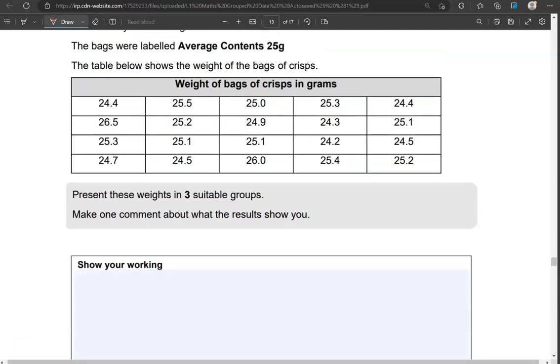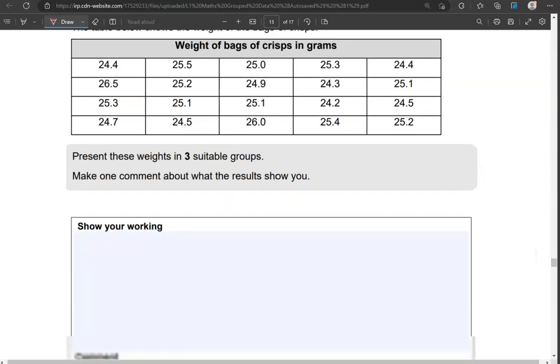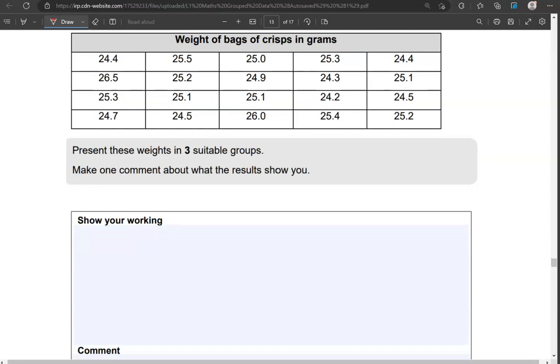So looking at the numbers, we've got 24 point something, 25 point something, and 26 point something. So we could have 24 to 25. Or since we're talking about decimals, let's just make this 24.0 to 24.9.